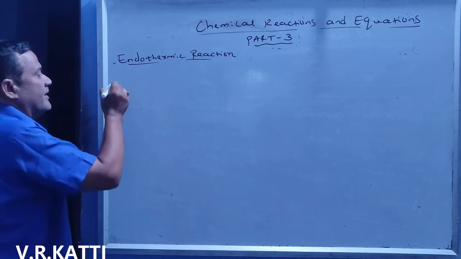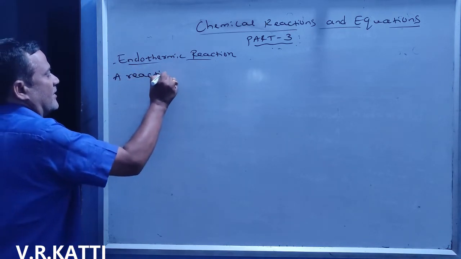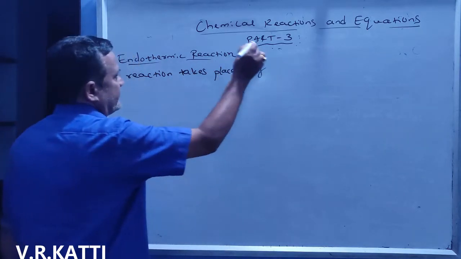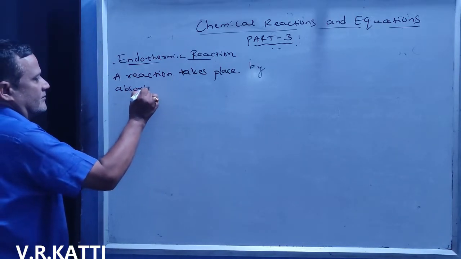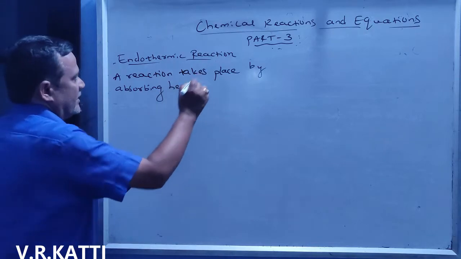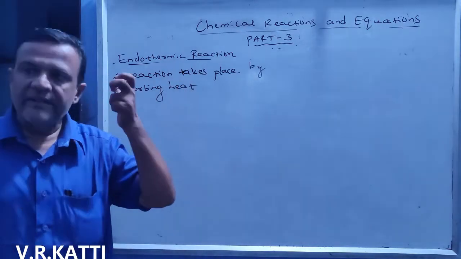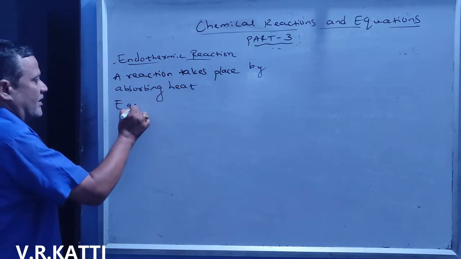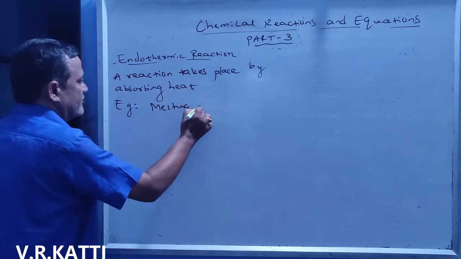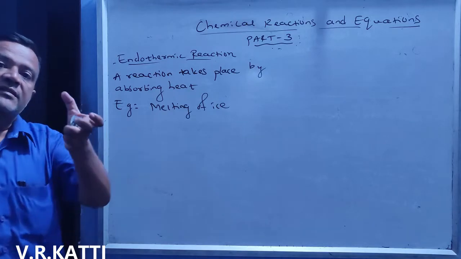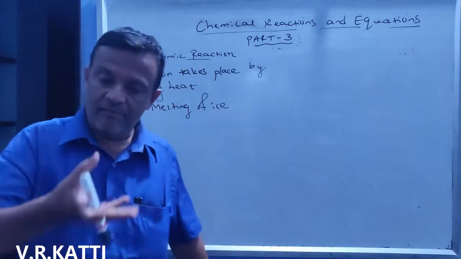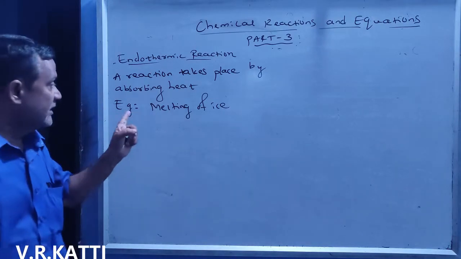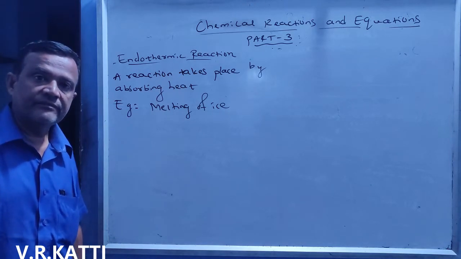So, a chemical reaction that takes place by absorbing heat is called an endothermic reaction. For example, students, melting of ice. How does ice melt? Ice melts by absorbing heat. Is it not? So it is an endothermic reaction.